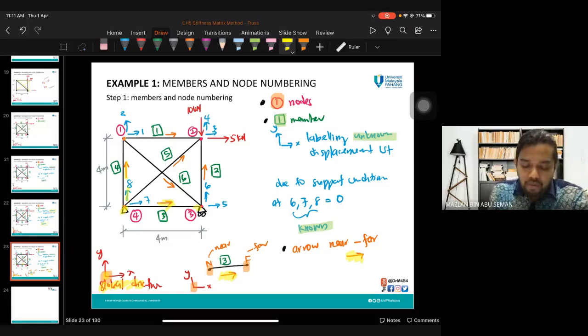Do the same for member 1, near far. Member 2, this is near far. Member 5, this is near, this is far. Between 1 and 3, node 3, the location is about the same, so you can take any direction. So we take from 1 to 3. So please remember, the most important one is labeling unknown displacement first.